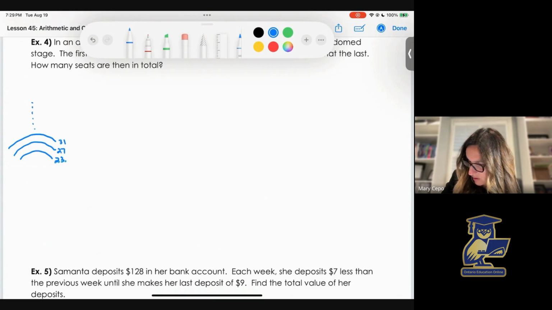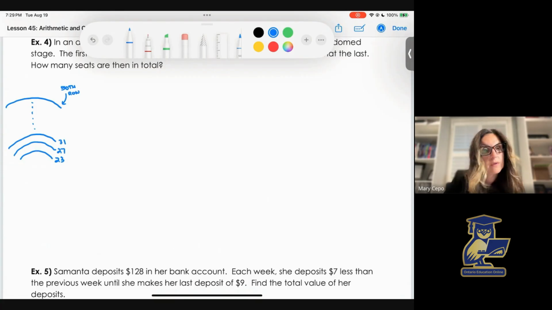And then we get to the end. We don't know how many seats are there, but this is the 50th row. The first row had 23, the next one was 27, 31, and we're going to get all the way to the 50th row. What we do know then is a is equal to 23, and the common difference is 4, because each row we add another 4. We need to know how many seats are in that last row, and the only way we can do that is to use the arithmetic sequence formula.